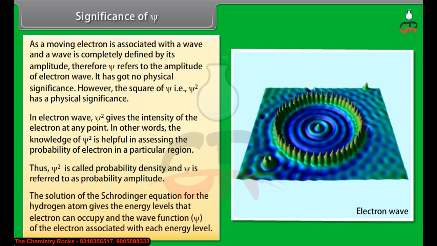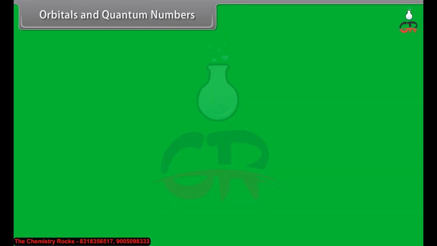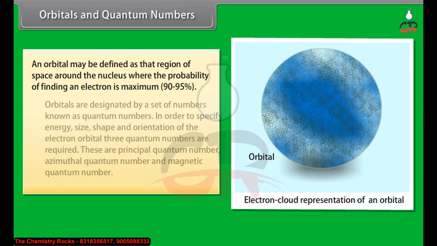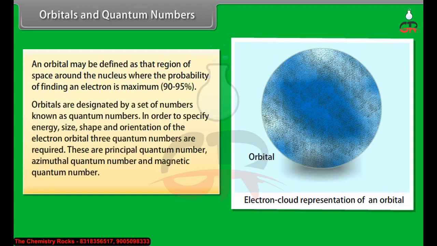The solution of the Schrödinger equation for the hydrogen atom gives the energy levels that the electron can occupy and the wave function of the electron associated with each energy level. Orbitals and quantum numbers. An orbital may be defined as that region of space around the nucleus where the probability of finding an electron is maximum. Orbitals are designated by a set of numbers known as quantum numbers. In order to specify the energy, size, shape, and orientation of the electron orbital, three quantum numbers are required. These are the principal quantum number, azimuthal quantum number, and magnetic quantum number.